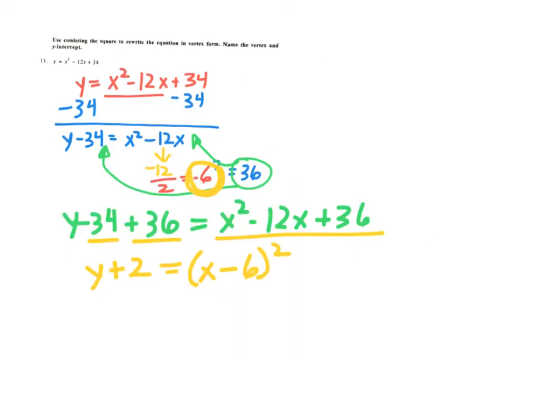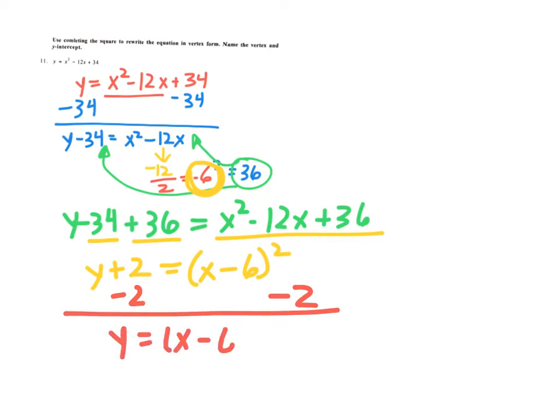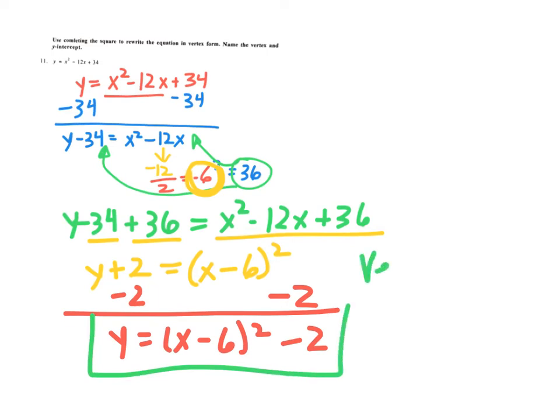All right, and to put it into vertex form, we're going to subtract 2 from both sides. And when I subtract the 2 from the other side, it's going to be outside of my parentheses. So we're going to have y equals x minus 6 squared minus 2. This is going to be my equation in vertex form. To find my vertex, we're going to take the opposite of the number on the inside, so 6, and then just take the number on the outside, negative 2. That would be my vertex.